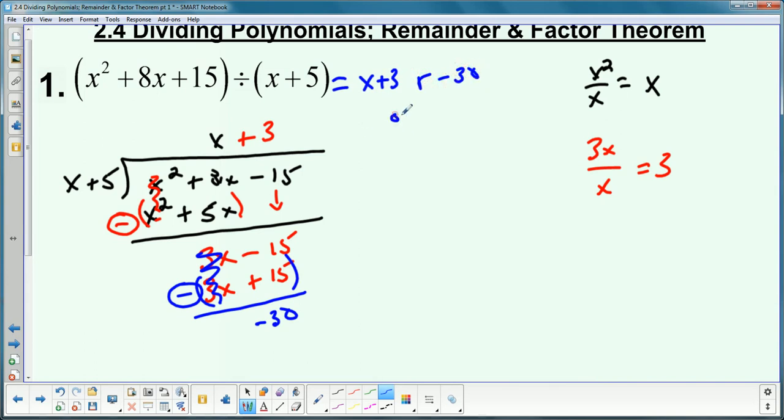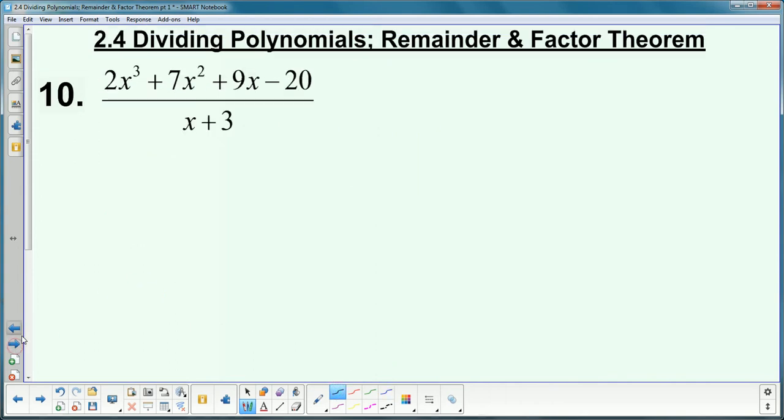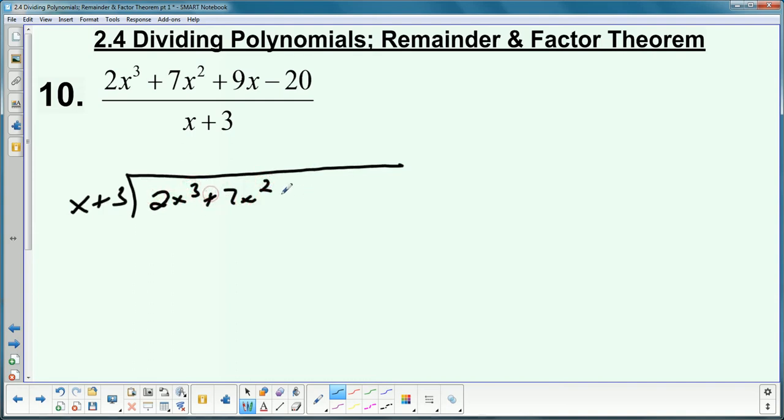The other way we could write that is x plus 3 plus negative 30 over x plus 5. Either one of these is how we're going to be writing them. So that's one example. If we look at another example, again I set it up: I put my x plus 3 outside the division symbol, and 2x cubed plus 7x squared plus 9x minus 20 inside. I start the same way. I take my first term, 2x cubed over x, and that gives me 2x squared. So I put my 2x squared on top here.